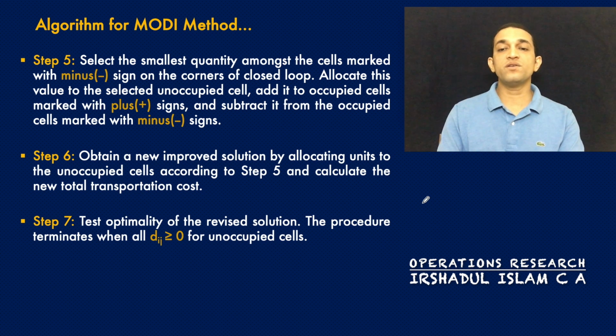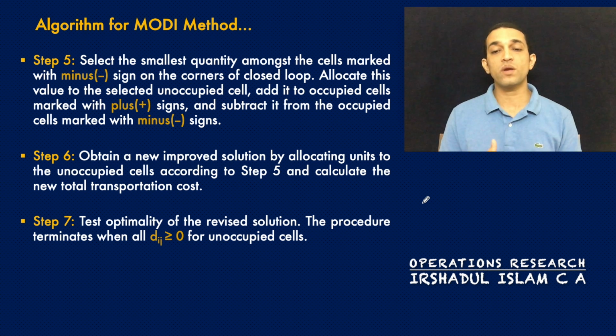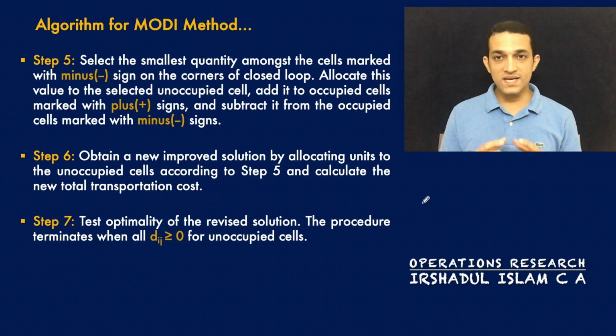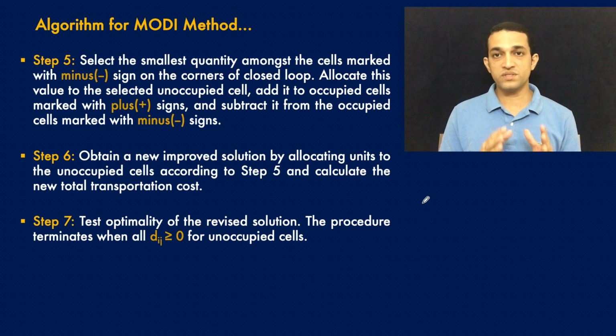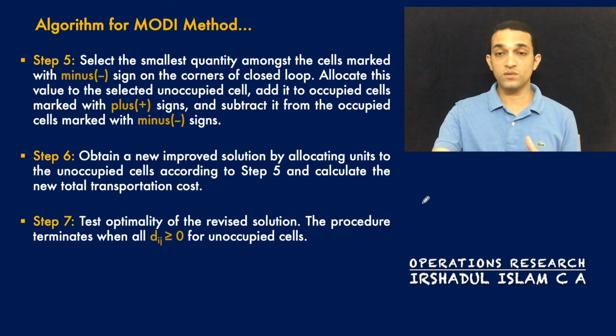Then test the optimality of the revised solution. The procedure terminates when all the dij values are greater than or equal to 0 for unoccupied cells. This is the algorithm. So in order to clearly understand the algorithm, we will take the same question which we discussed for transportation model part 1.